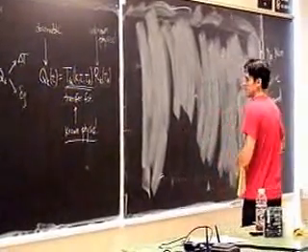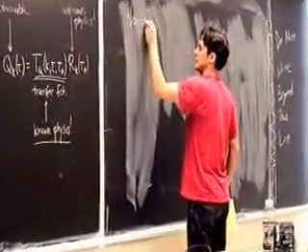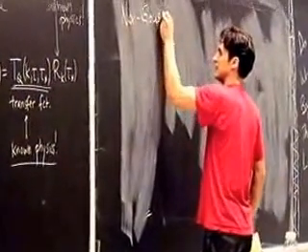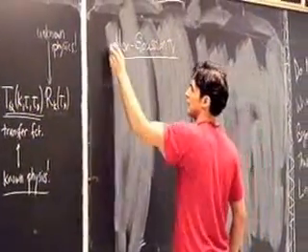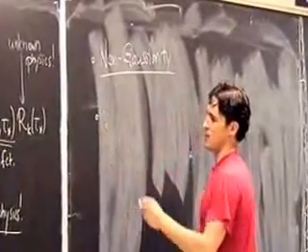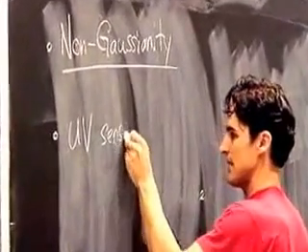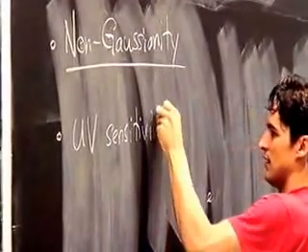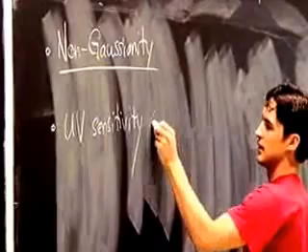So the two things that I picked are non-Gaussianity, and then hopefully I'll say a few words about UV sensitivity of inflation, which is something I've thought about for a while.